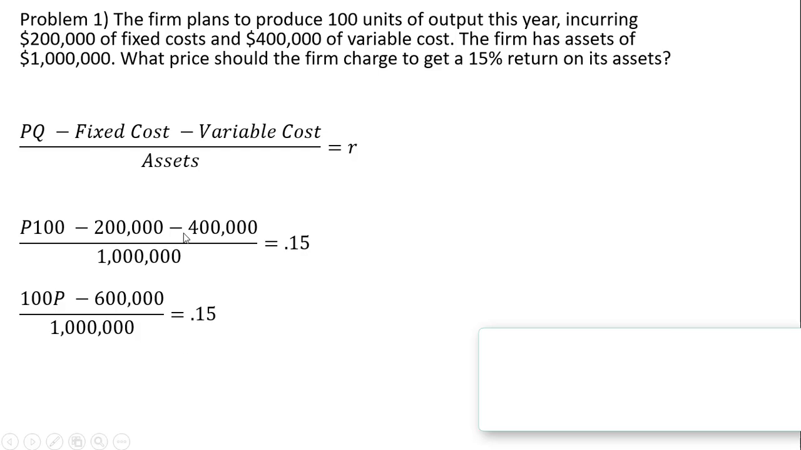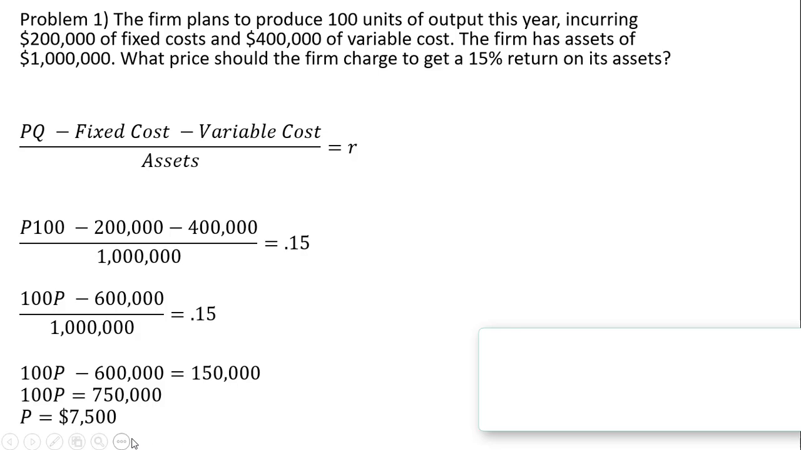So minus 200,000 minus 400,000 leaves us with minus 600,000. Multiplying both sides through by 1 million, 0.15 times 1 million is 150,000 on the right-hand side. Adding 600,000 to both sides of the equation. And now dividing through by 100, the price equals $7,500 per unit.